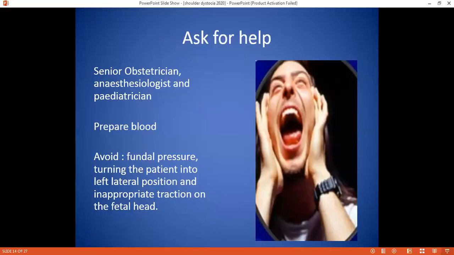A, ask for help. Senior obstetrician, anesthesiologist, and pediatrician should be present because there may be neonatal problems. Prepare blood because there may be postpartum hemorrhage or surgery. You should never do a fundal pressure, meaning I should not put pressure on the uterine fundus to push the baby out, because the shoulder is impacted behind the pubic bone. This maneuver will cause trauma and not a benefit.